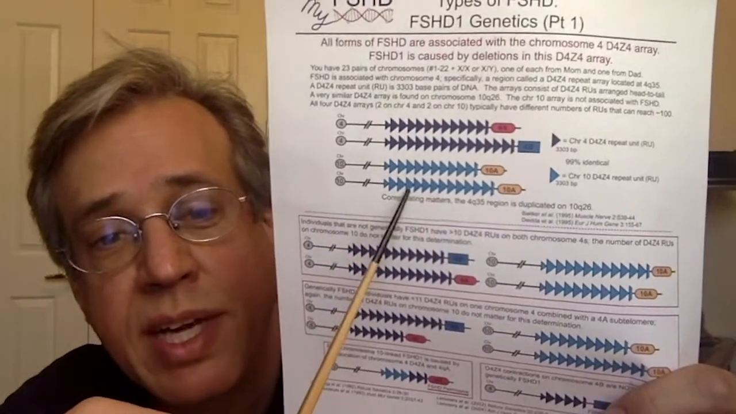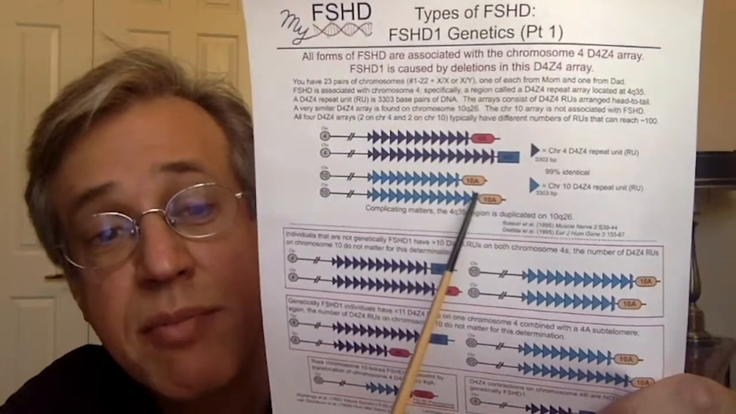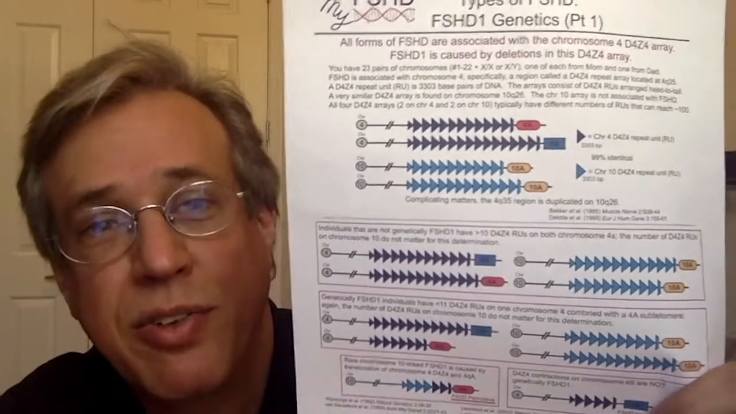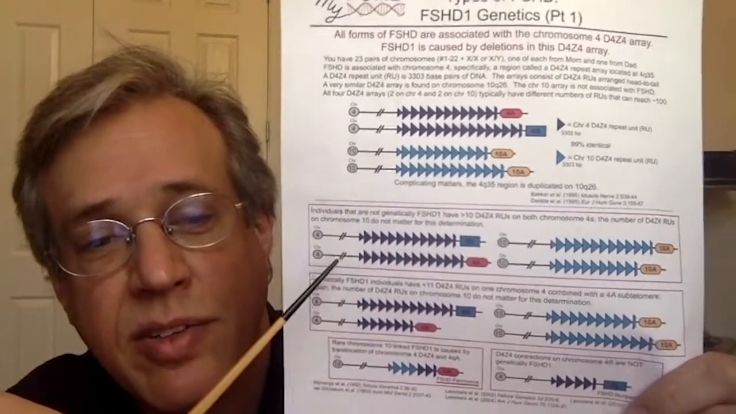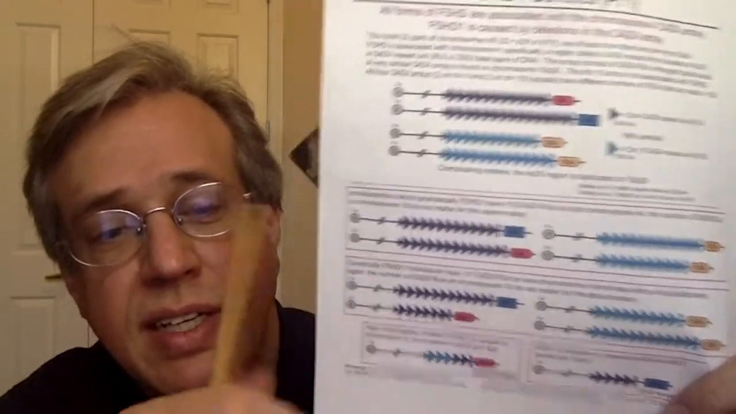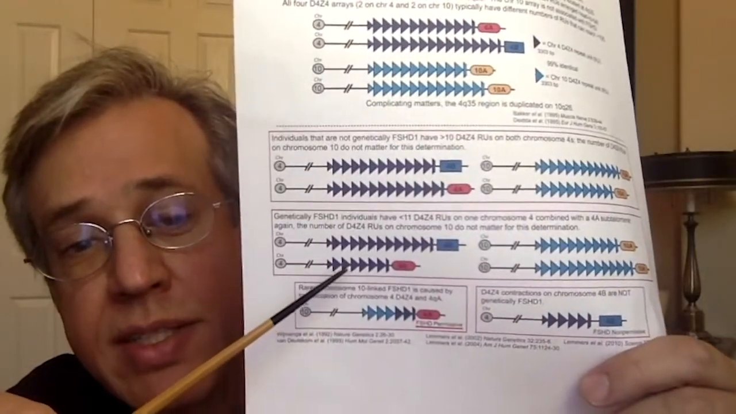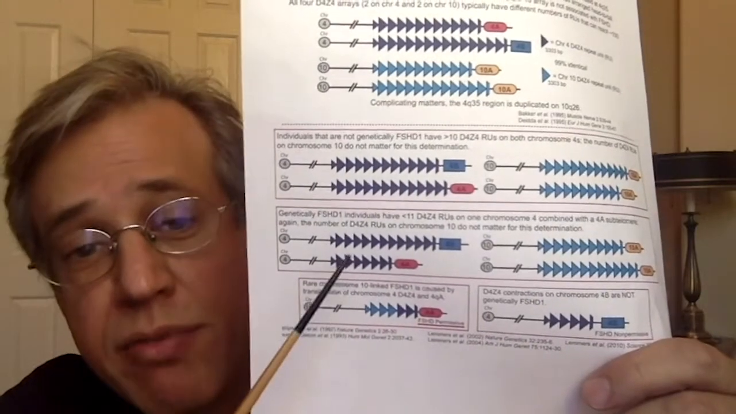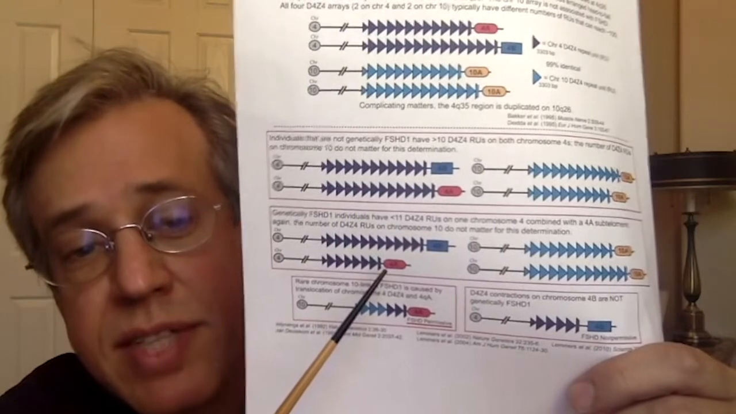This whole region is duplicated on chromosome 10, the difference being that chromosome 10 is non-permissive for FSHD. So you have 4 arrays, 2 chromosome 4 arrays and 2 chromosome 10 arrays. If you do not have FSHD, they are all extended and non-contracted. Now, if one of your chromosome 4 arrays is contracted to 10 or fewer, but at least maintaining 1 repeat unit on a permissive chromosome 4, this is FSHD1.